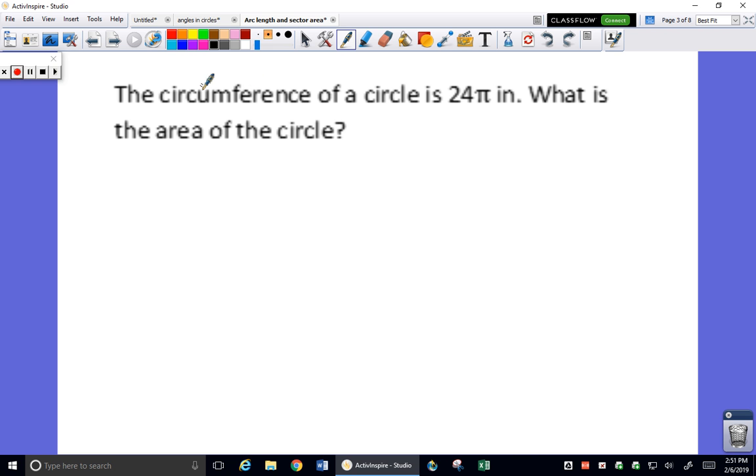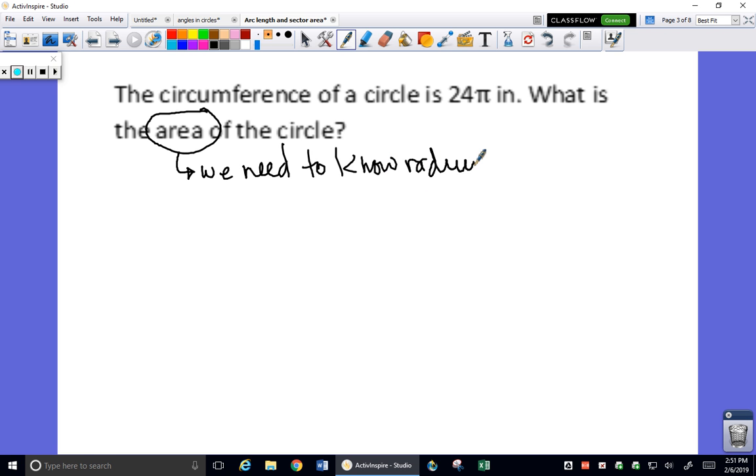So now we're given a circumference. The circumference is 24 pi inches all the way around the circle. So the question is, what is the area? In order to calculate the area, we need to know the radius. So the radius we're going to calculate from the circumference.